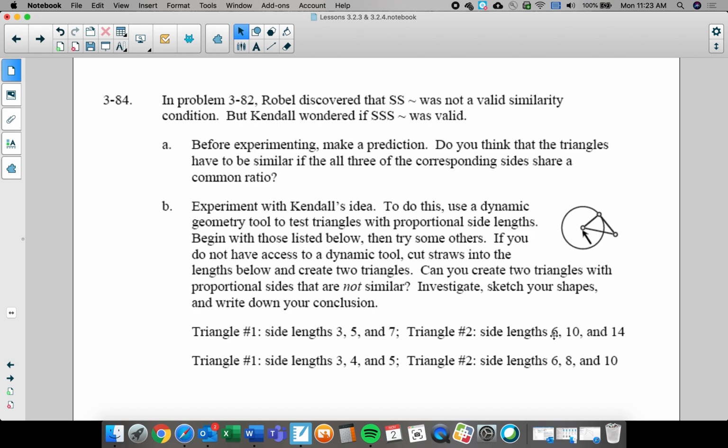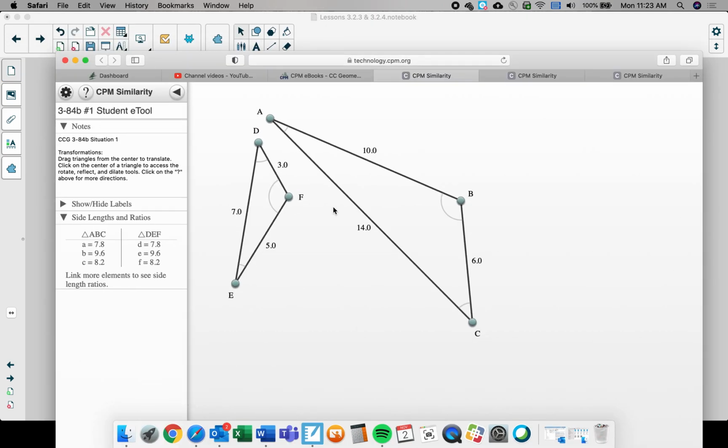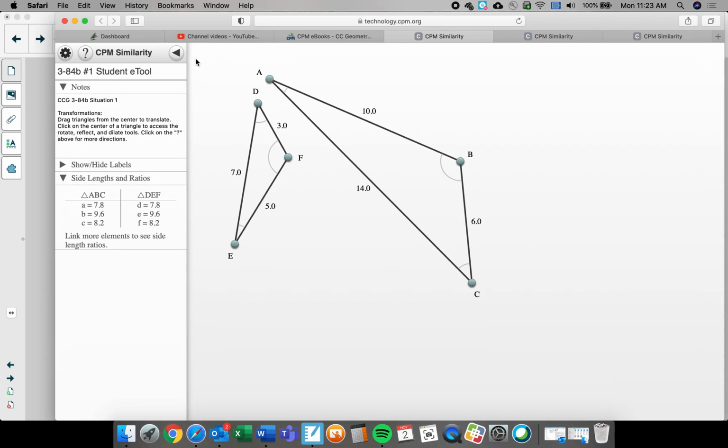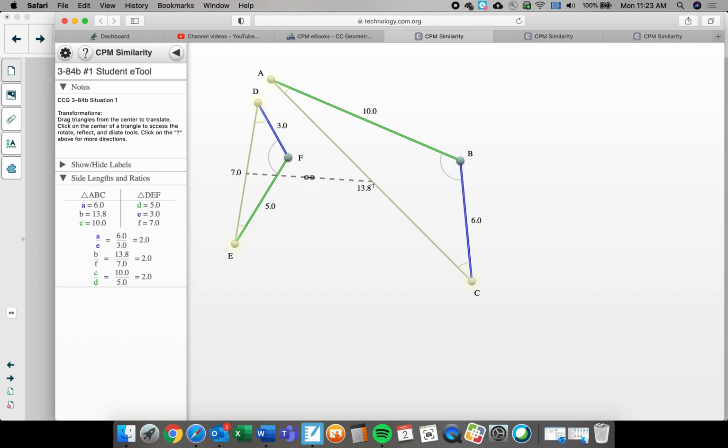The first triangle we're going to test has 3, 5, and 7 as side lengths, and then you can notice 6, 10, and 14. So we're in a ratio of 2 here. But is that enough? Here's your 3, 5, and 7. There's your 6, 10, and 14. I'm going to connect the 3 to the 6, those 2 sides. I'm going to connect the 5 and put that ratio with the 10. And then I'm going to connect the 7 to the 14. Here are our ratios right over here. You can see that they're all in a 2-to-1 ratio.